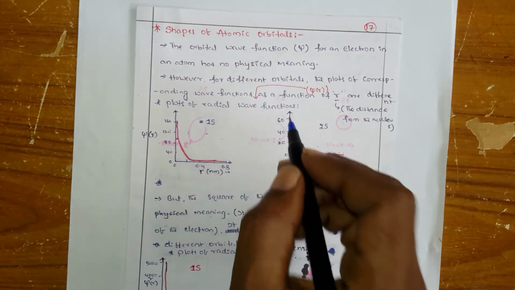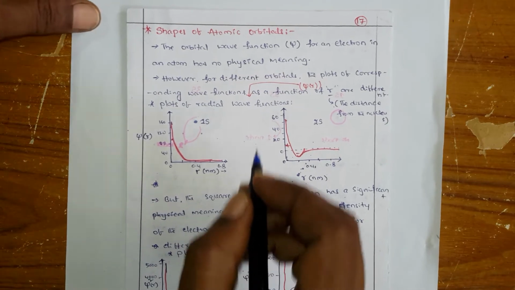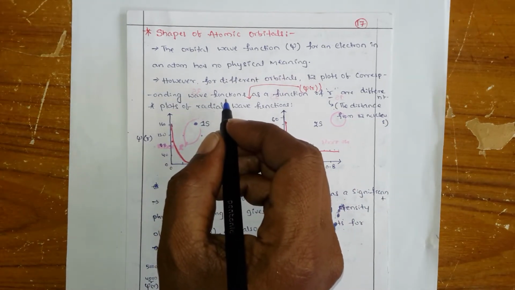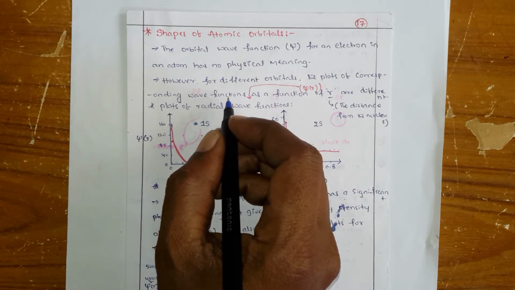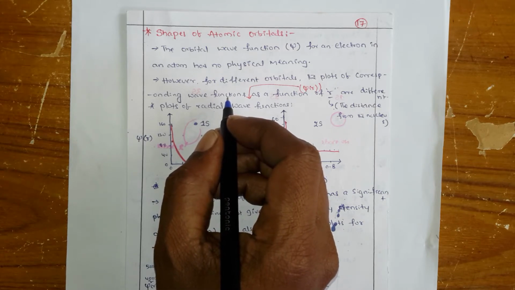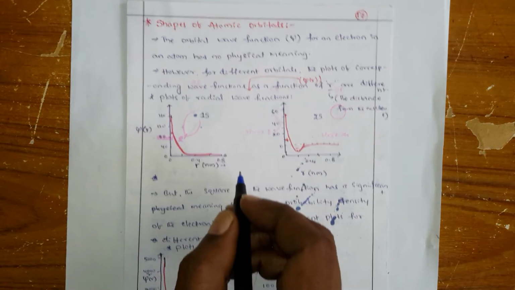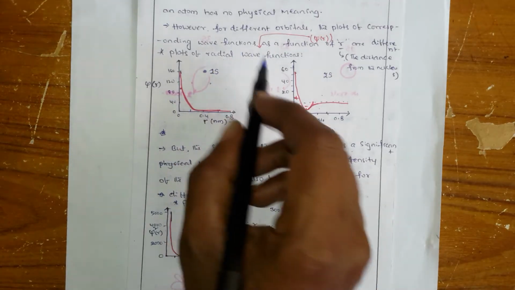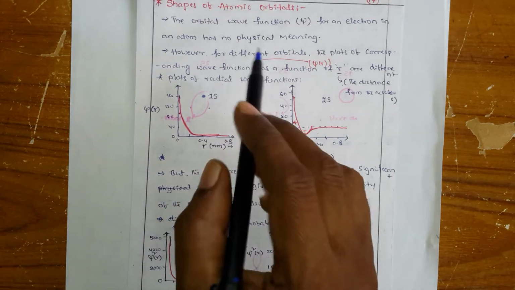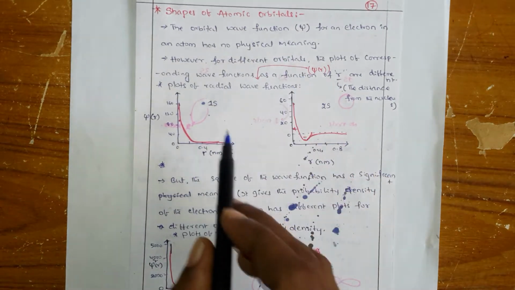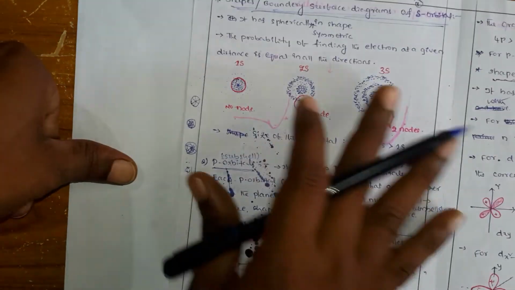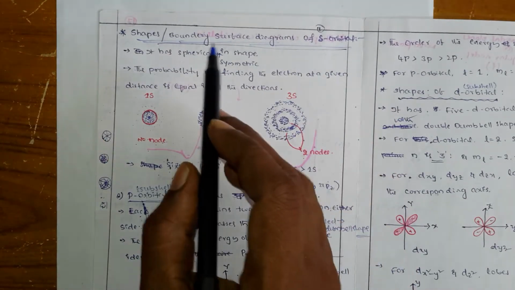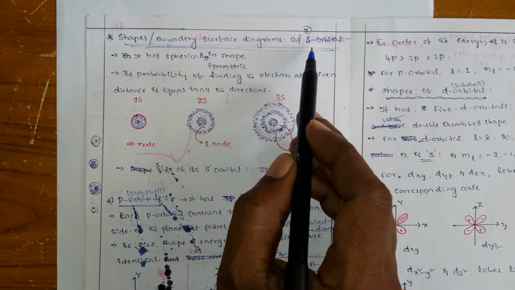Atomic orbitals, right? You know how many types of orbitals are present. You learned in the 10th class that generally s orbitals, p orbitals, d orbitals and f orbitals can be present in the atoms. Before going to that, there are some topics, the orbital or radial wave functions, which you don't require. So we can go directly into the shapes or boundary surface diagrams of the s orbital.